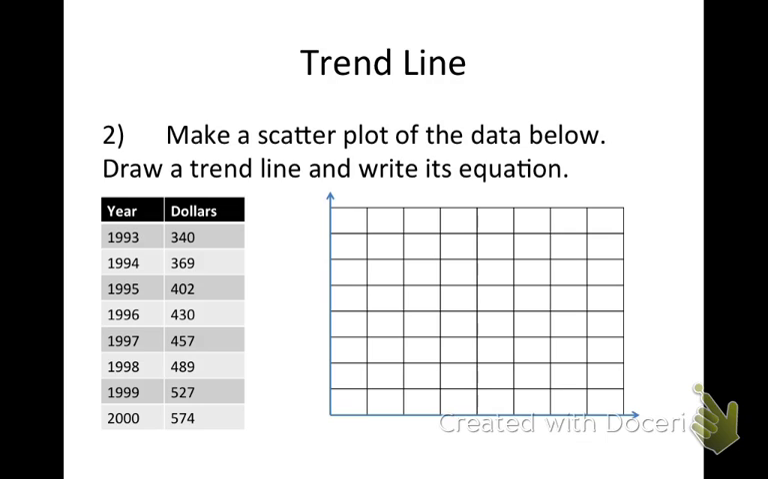Draw a trend line, write its equation. So again, to start off, I'm going to make a paper break here. Now the years all go in increments of 1, so I'm just going to go 93, 94, 95, 96, 97, 98, 99. The dollars, I'm going to go by 50s. It's quite a bit there. So I'm going to start at 300 and go by 50s. So I have 300, 350, 400, 450, 500, 550, 600.